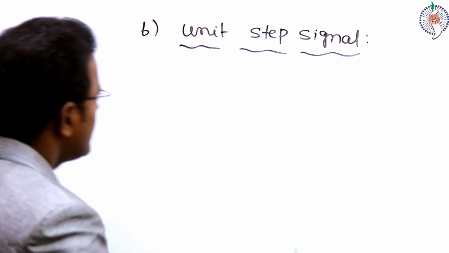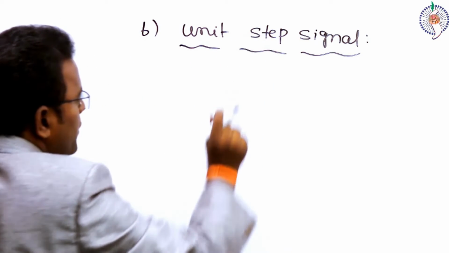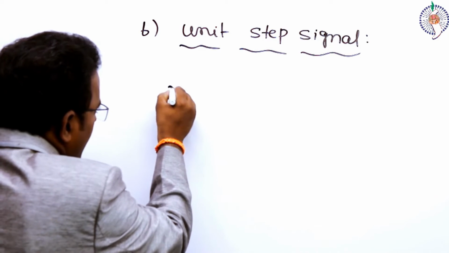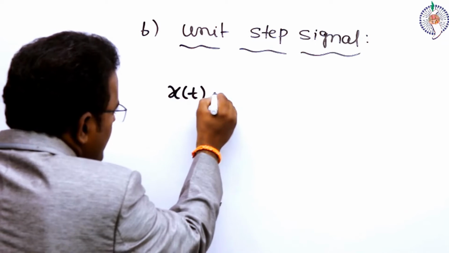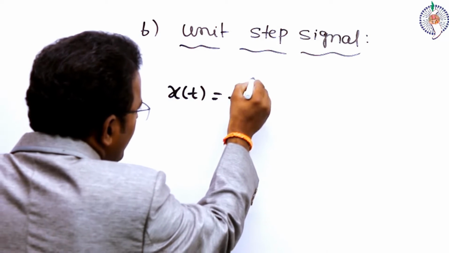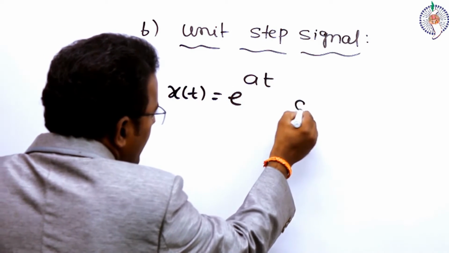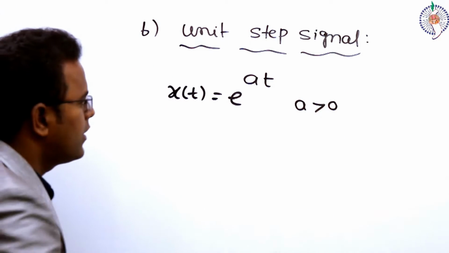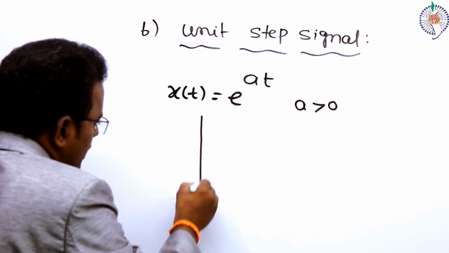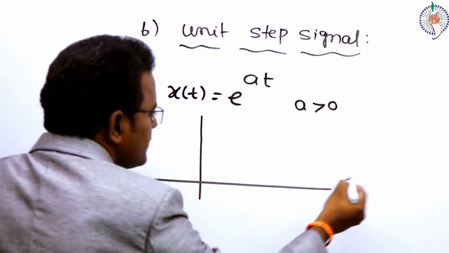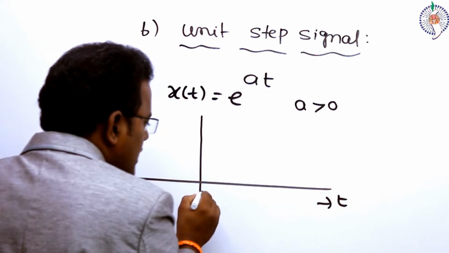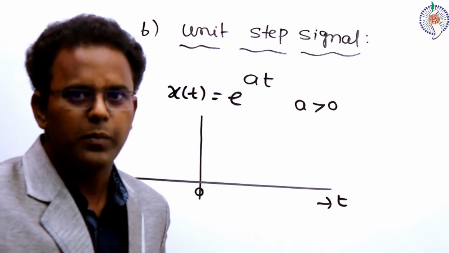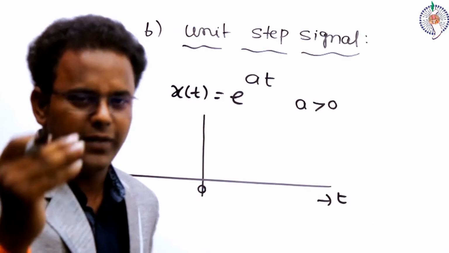Let us see some of the properties of the step signal. Suppose, students, I have a signal x of t equal to e power at, where a is a scalar and it is a positive one. Let me draw the graph of this signal first. First I am writing on the right side, means t greater than 0, means positive values of t.